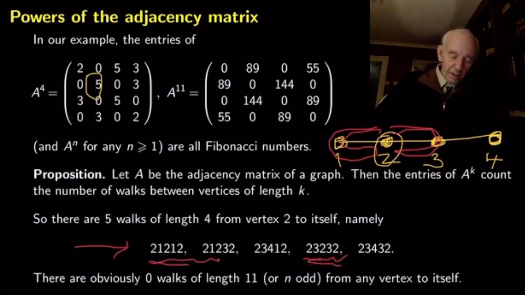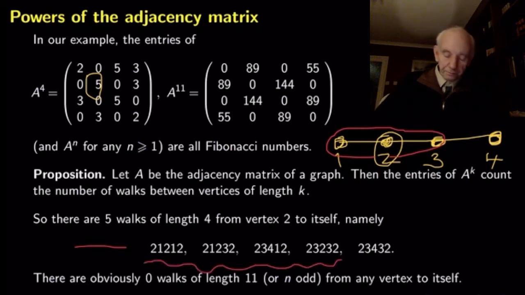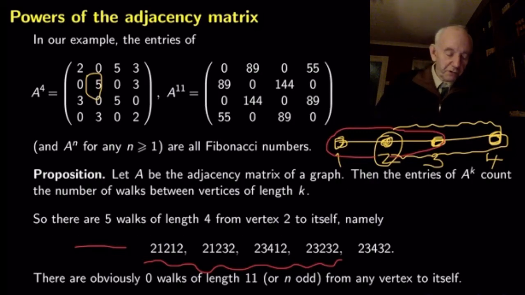Or what else could I do? I could use both the vertices 1 and 3. So I just go 2 to 1 and then to 3 and then to 2, like that. Or I could go first of all 2 to 3 to 2 to 1 to 2. Okay, now I've got a total of 4. The only one that's missing, you've guessed it, is to go from 2 to 3, 4, and then back through 3 to 2. So that's the total of the 5 walks from vertex 2 to vertex 2. And it's quite easy to show that each entry is what I've written in this proposition here, which you should know.